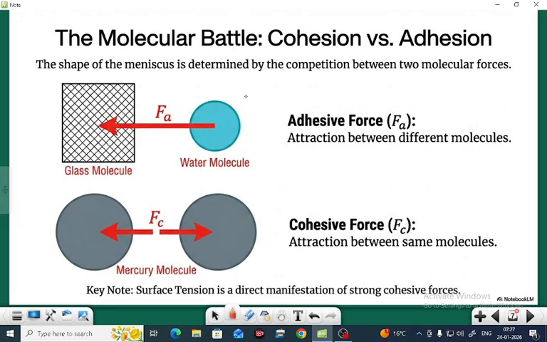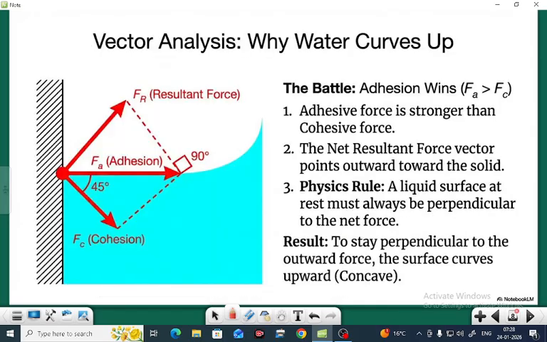Next point is molecular cohesion versus adhesion. The shape of the meniscus is determined by the competition between two molecular forces, adhesive force and cohesive force. You see, attraction between different molecules is adhesive. That is, attraction between glass molecules and water molecules is known as adhesive force. Cohesive force is attraction between the same molecules, be it water or mercury molecules. So surface tension is a direct manifestation of the strong cohesive forces.